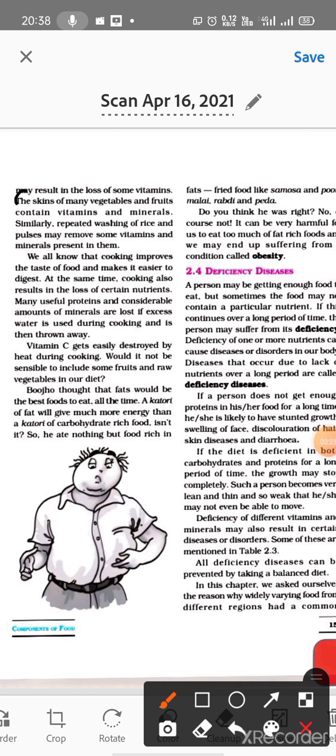The skins of many vegetables and fruits contain vitamins and minerals. Similarly, repeated washing of rice and pulses may remove some vitamins and minerals present in them. So what is given? The skin of many vegetables and fruits contain vitamins and minerals, and also repeatedly washing rice and pulses may result in loss of vitamins and minerals.